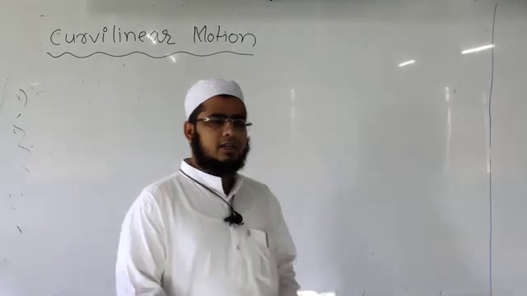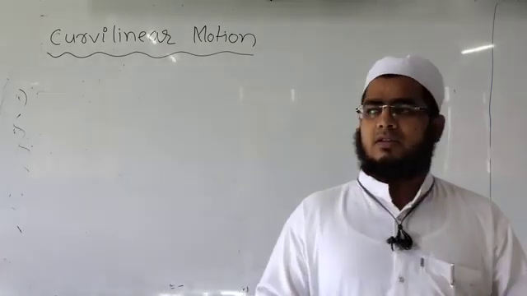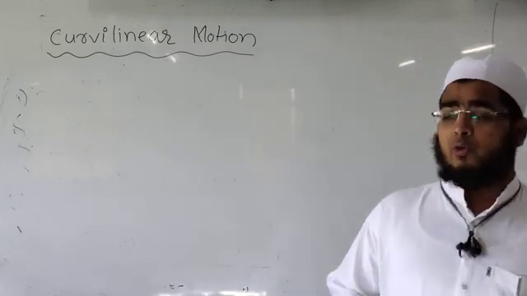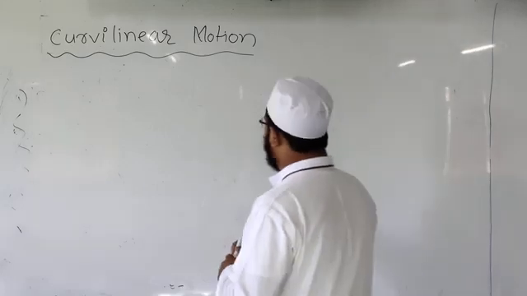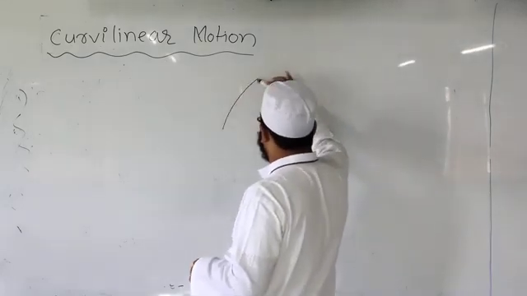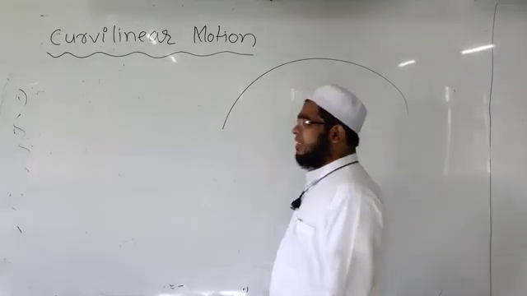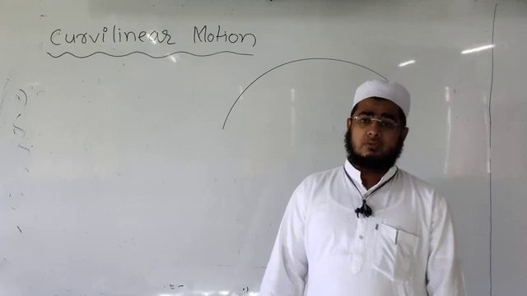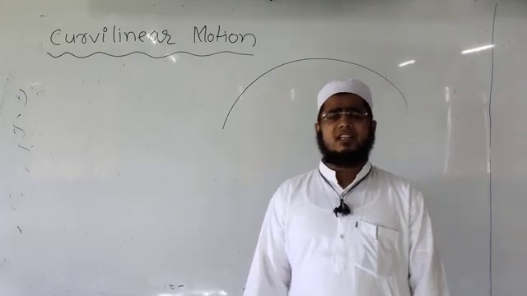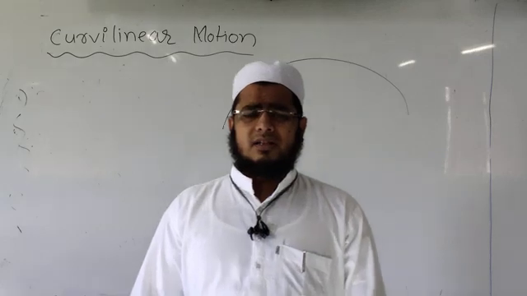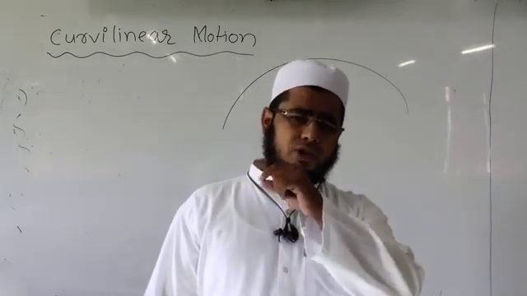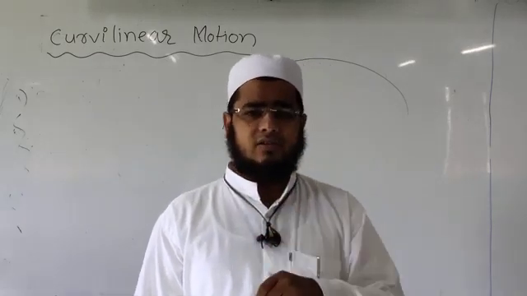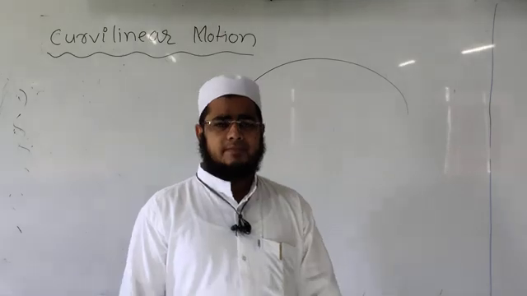Whenever a particle is moving along a straight line, it is considered rectilinear motion. And when a particle is moving along a curvature, performing a circular path, then it is considered curvilinear motion. In rectilinear motion, the motion of the particle will be along a horizontal direction or vertical direction or along a particular line.